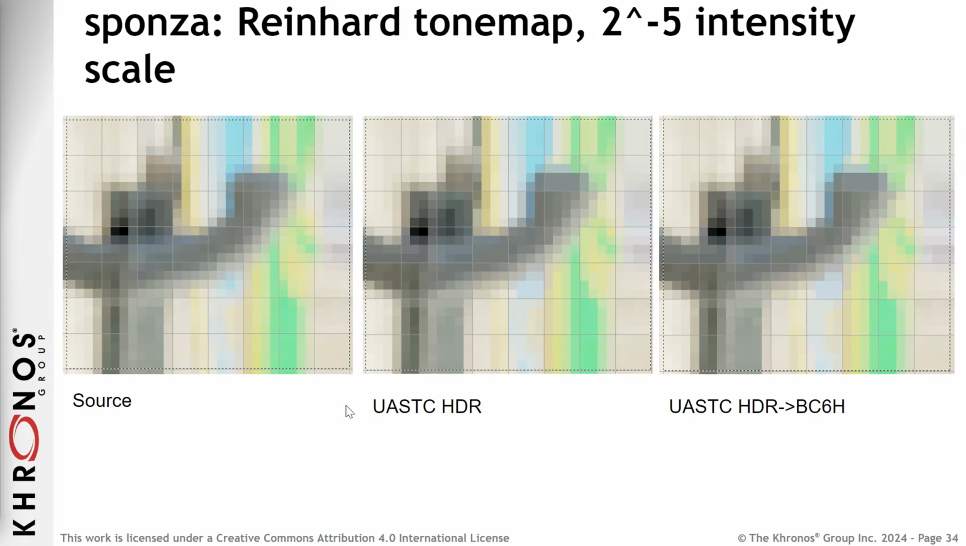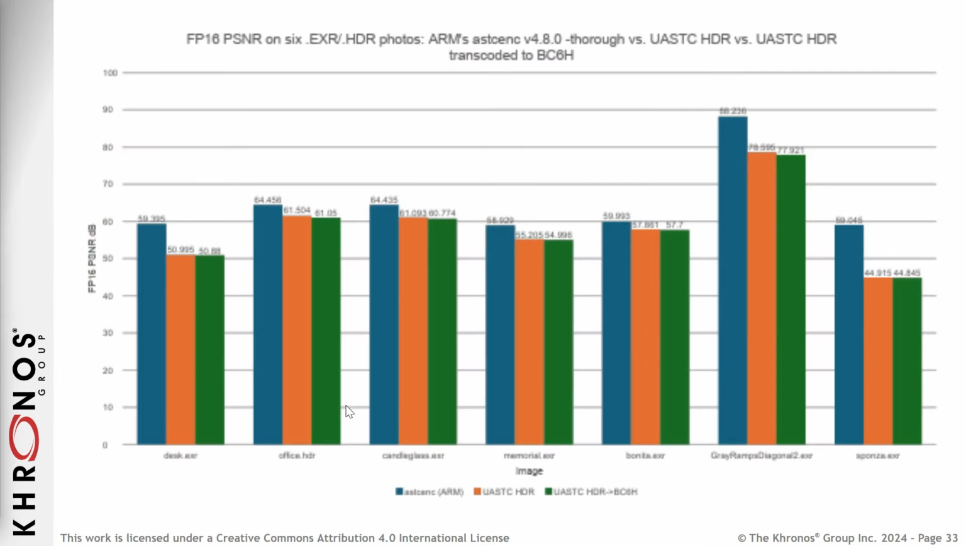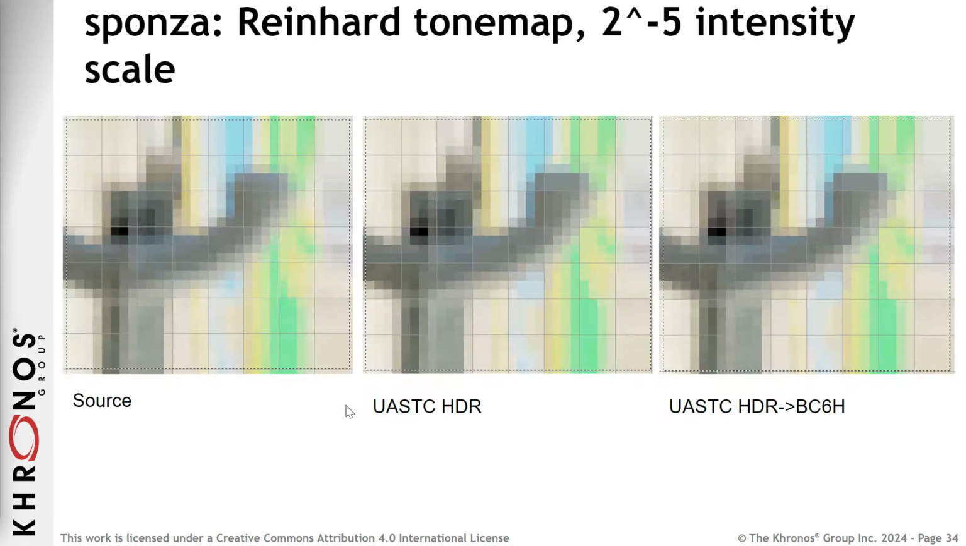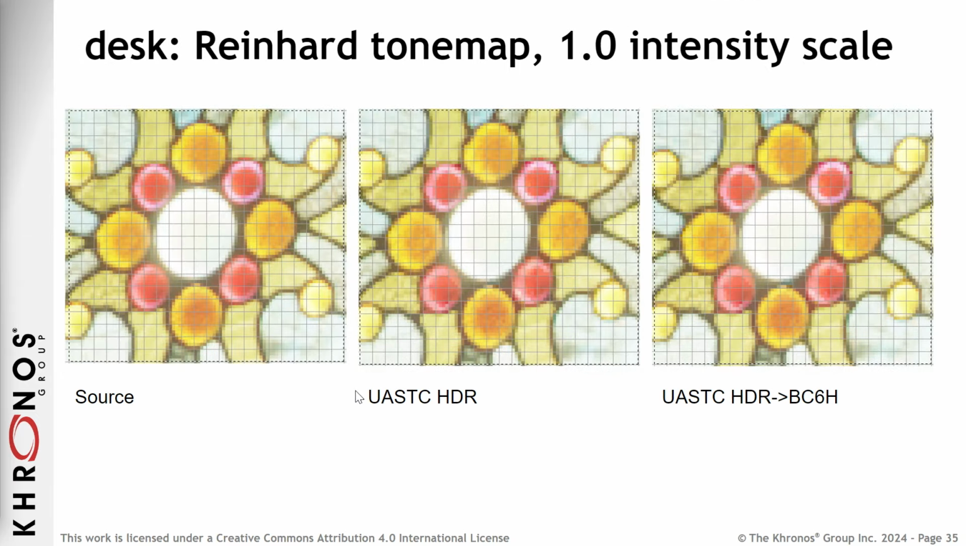Yeah, and so I'll just show some images now and it'll be done. This is Sponza. This is the one on the very right, one of the harder ones. On the left is the source texture, UASTC HDR, which is ASTC, in the middle, and then you can see that transcoded to BC6H on the right. And they look very, very similar. There are a few blocks where you can see it lost a little bit of detail, but it did its best to preserve it. And you already saw this, so I'm going to get to the next one.